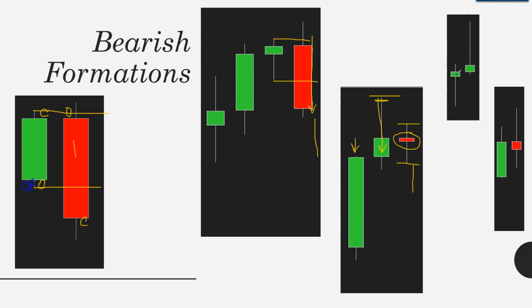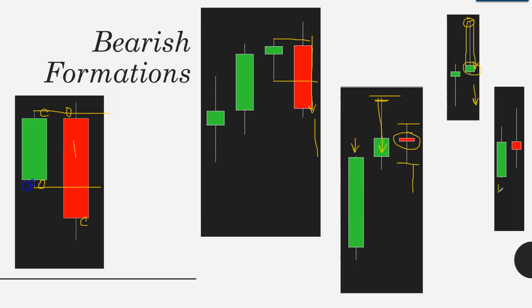We then have a two-bar formation that looks very similar, in that this makes a high, but then it closes down here at the bottom. And it's really telling you the same thing: the buyers came in, they took price up, but then sellers stepped in and they pushed it right back down. This is indicative that the next price bar will go down.